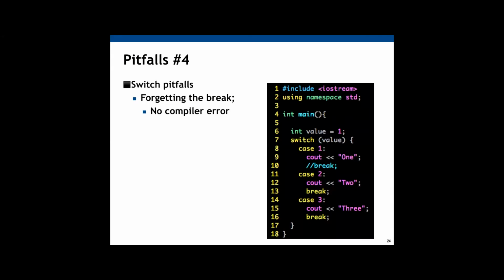The next pitfall is about forgetting break in switch statements. This is a very simple switch statement. The intention is to print 1 if this value is 1, print 2 if this value is 2, and print 3 if this value is 3. Let's see the example code for this one.